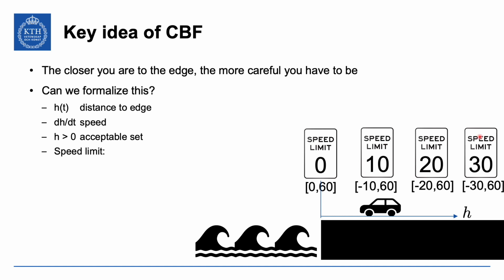And then the speed limit, as shown here, decreases when h becomes smaller. We can actually formulate it in terms of this equation. So this would be the speed again. So the speed has to be larger than minus h. So here it's minus 30, minus 20, minus 10. So maybe this is 30 meters, 20 meters, 10 meters, or some other unit. So the closer you get to the edge, the closer the speed limit comes to 0.